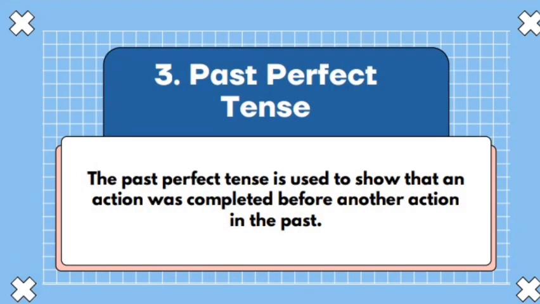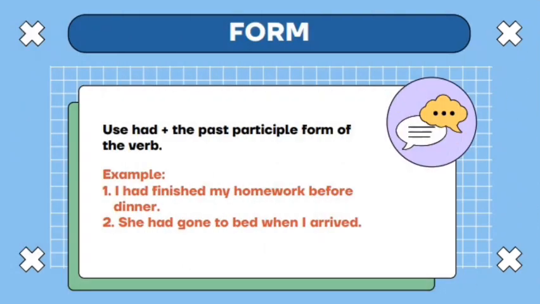Okay, next, past perfect tense. The past perfect tense is used to show that an action was completed before another action in the past. And the form uses had plus the past participle form of the verb. Example: I had finished my homework before dinner. She had gone to bed when I arrived.